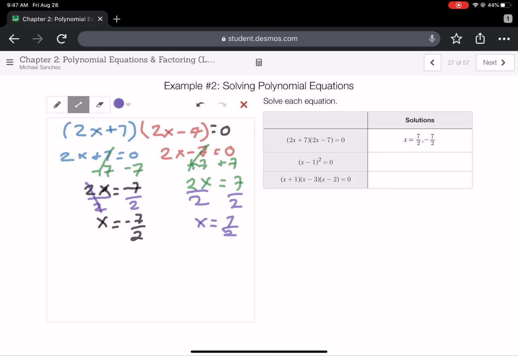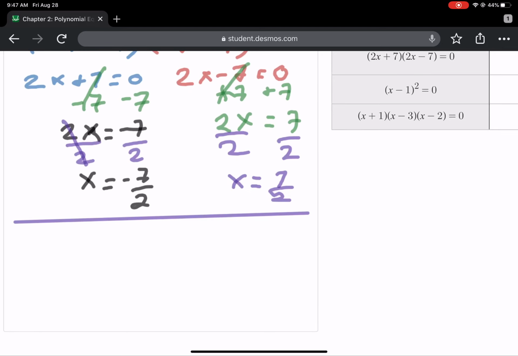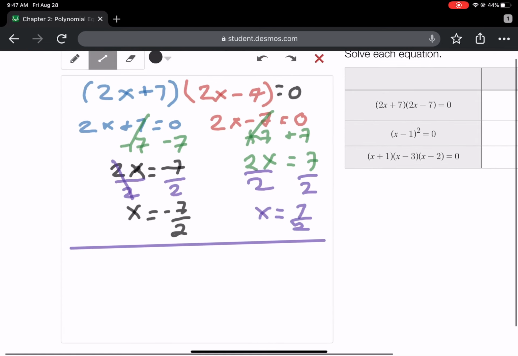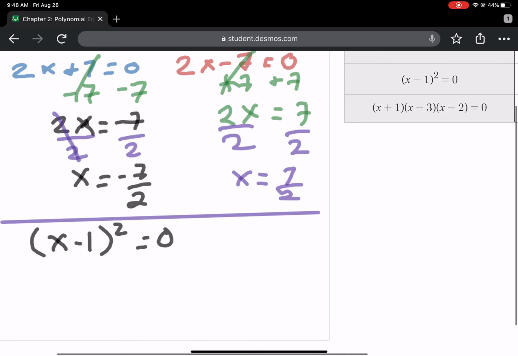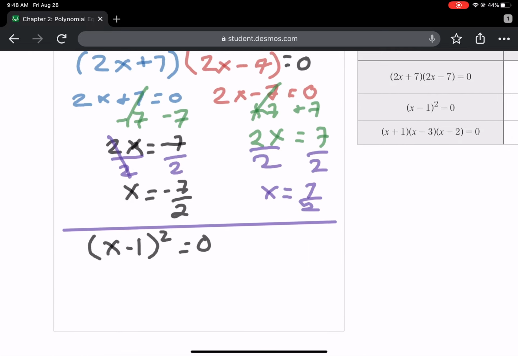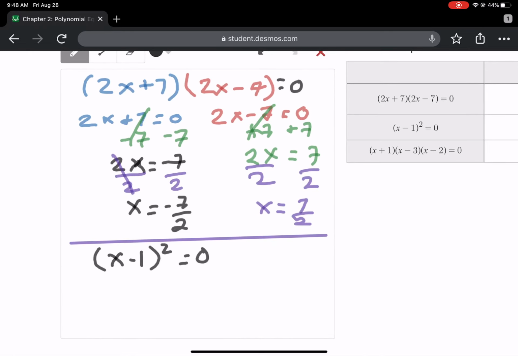All right, I'm going to do the next one down over here. Should give me enough space. So the next one I have is x minus 1 to the power of 2 equal to 0. So this still has two things on it, right? This still has two polynomials that are being multiplied that I can set equal to 0. Because x minus 1 to the power of 2 is basically the same thing as x minus 1 times x minus 1 is equal to 0. So that means that one of these has to be equal to 0. But since they're the same, I can just do one of them.